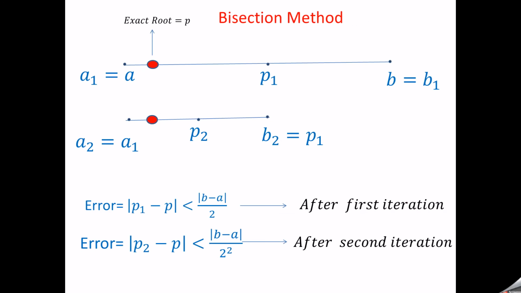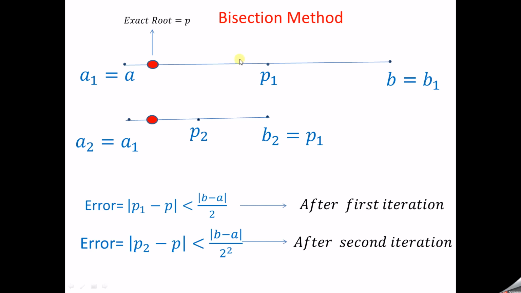Now we'll go to another concept, which is in the bisection method, how many iterations are required to obtain an accuracy of epsilon. Because in the bisection method, the method converges with a very slow rate. So the convergence is very slow in the bisection method. We will see how many iterations are required to get an accuracy.